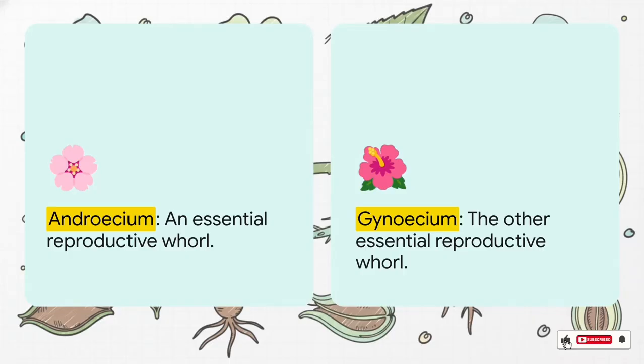But here's the twist. Look at the word essential. Yes, there are 4 whorls in total, but the calyx and corolla, they are just accessory whorls, kind of like helpers. The real essential or reproductive whorls, the ones without which sexual reproduction is just impossible, are the androecium and gynoecium. Don't let the examiner confuse you between complete whorls and essential whorls.